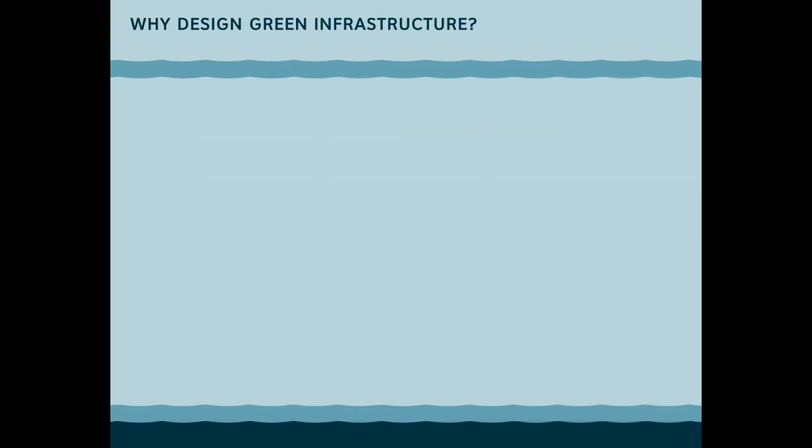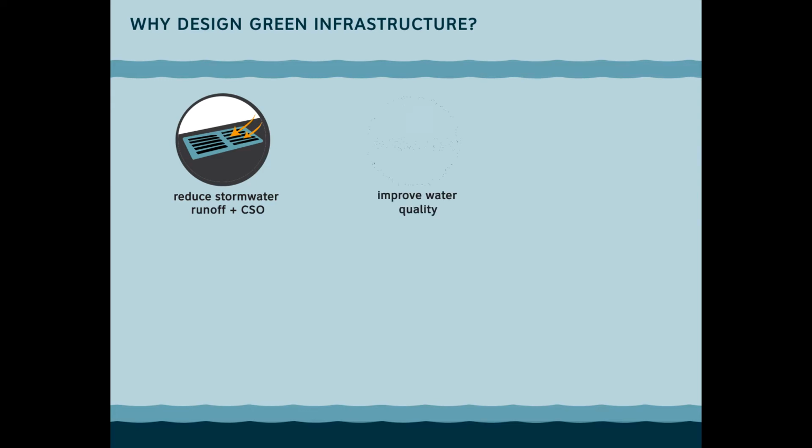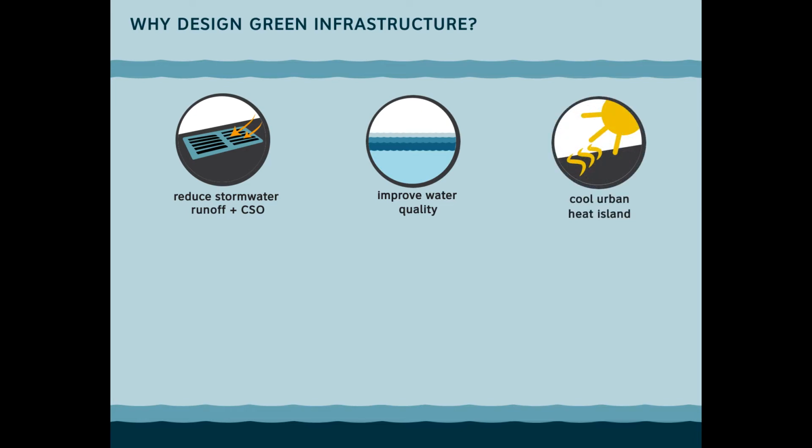So, why should we design green infrastructure? We know it stops or slows stormwater and reduces CSO. What are the other benefits? Less CSO means less pollution in our waterways and cleaner water. It also cools our urban heat island. Pavement on a summer day is hot, right? Plants cool the air. That's important as we think about rising temperatures due to climate change. Plants also take in CO2 and breathe out oxygen.